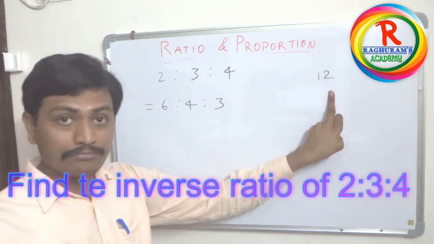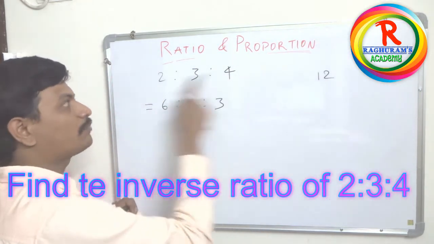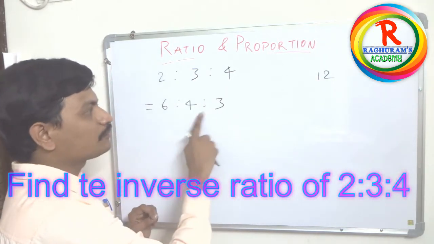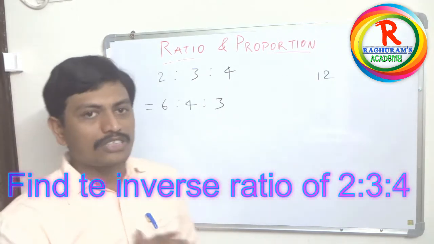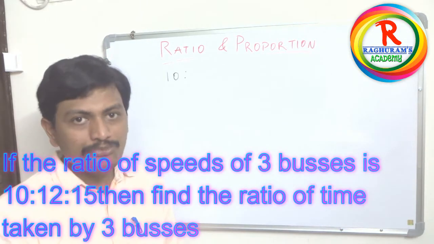Get the LCM, and divide the LCM by each number, that is 12 by 2 is 6, 12 by 3 is 4, 12 by 4 is 3, like this. 6 is to 4 is to 3. So in this method, we can directly write the answer very easily. Let us see the next problem.